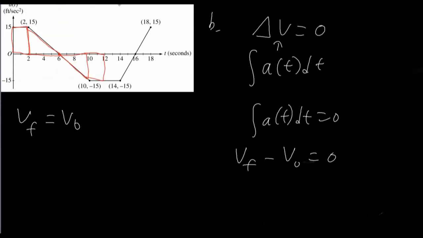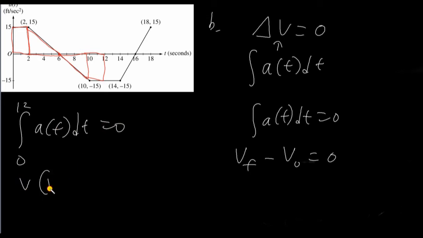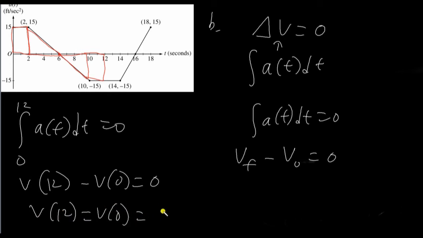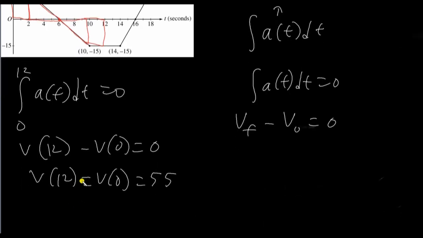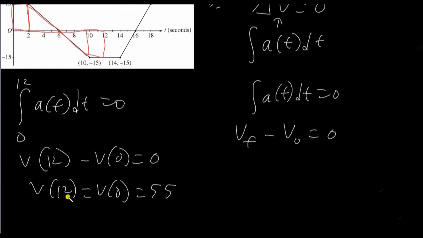So what that means is the integral from 0 to 12 of a of t dt is 0. I forgot the dt. This means that v of 12 minus v of 0 is 0, and adding v of 0 to both sides, I get v of 12 is v of 0, which, since v of 0 is 55, is 55. So the time that the velocity is 55 is at time t equals 12, because that's when the total area under the curve is 0.